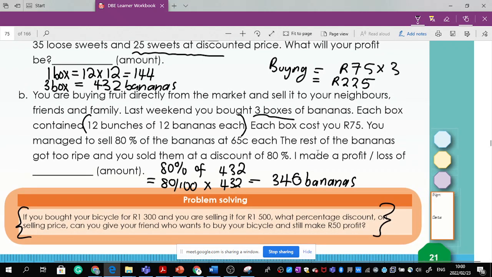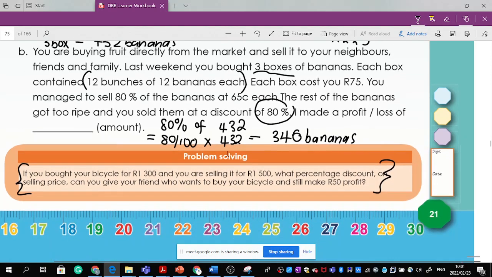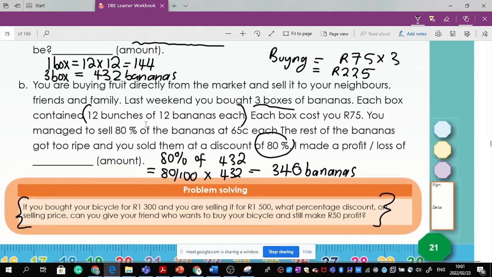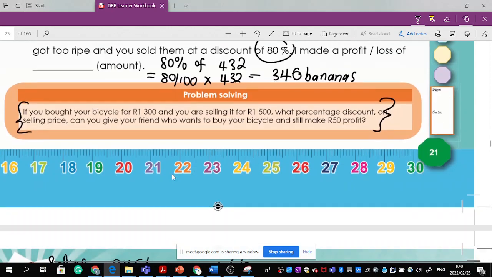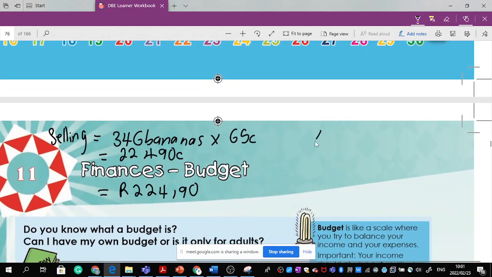Now the rest of the bananas are sold at a discount of 80%. So we need to calculate how many bananas we are left with from 432. From 432 bananas minus the ones we sold at 65 cents, which is 346 bananas. How much do you get there?